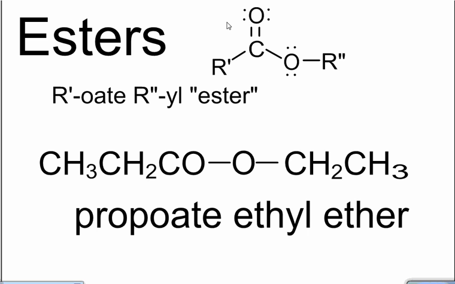With esters, which are made from a carboxylic acid and an alcohol, you name the carboxylic acid, then the alcohol, and then follow with the word ester. So this would be propanoic acid, so we call it propanoate. The alcohol would be ethyl alcohol or ethanol, and so we call it ethyl. So ethyl propanoate.